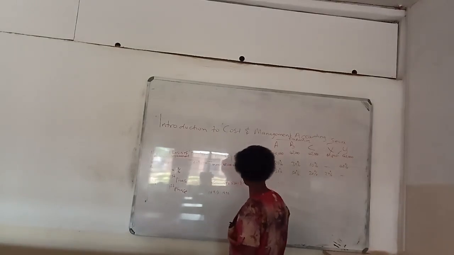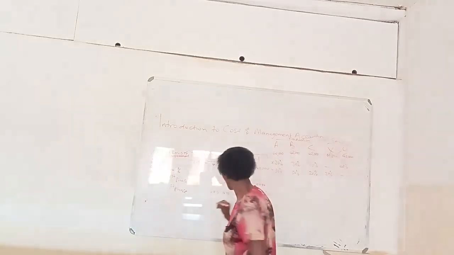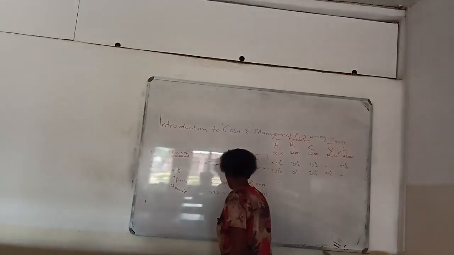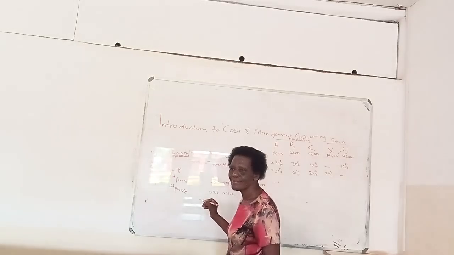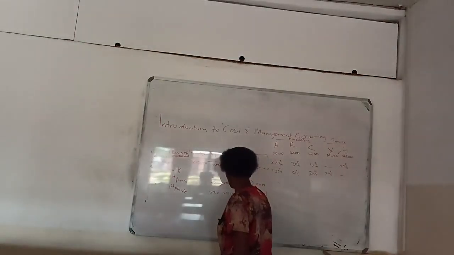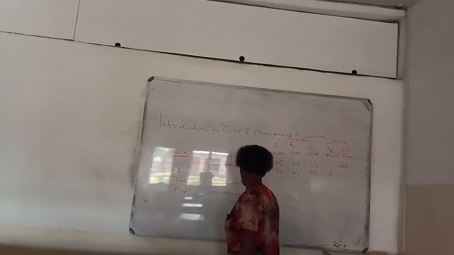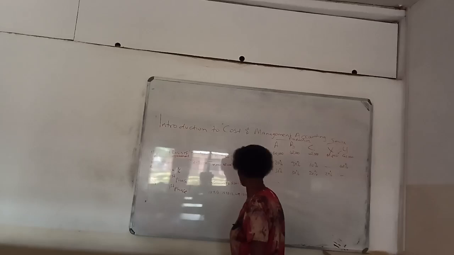How about 20% of that? 12,609. Come again? 12,000... 609. Yeah. Good. This one is the same, isn't it? Yes. 12,609. You get the point? Good.